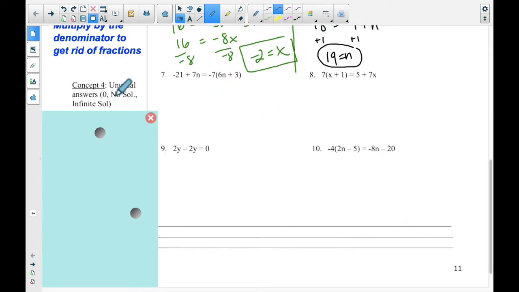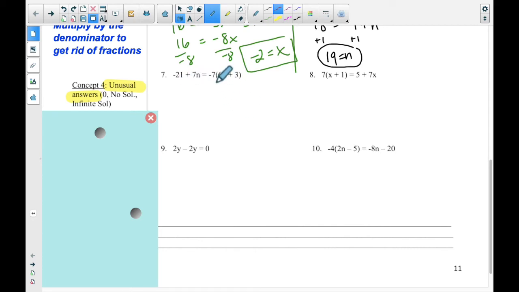Okay, next section is on unusual answers. What do I mean by unusual answers? Well, by unusual answers, I mean things like 0, no solution, and infinite solutions. And so, again, I know that you've done these before, but it probably is worth a little bit of review.